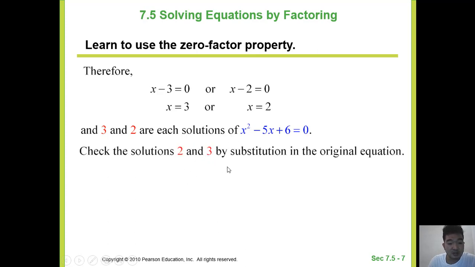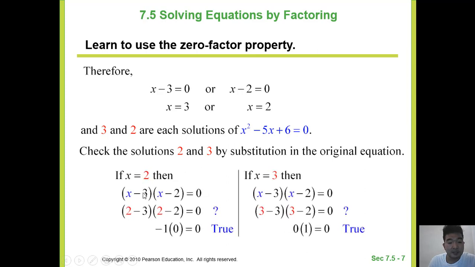Then we check the solutions 2 and 3 by substitution in the original equation. 2 and 3, we substitute it into all x's of this quadratic equation. So if x is equal to 2, we'll write the factored form of the equation, x minus 3 times x minus 2. Then we substitute 2 into all x's. X is equal to 2 here and x is equal to 2 here. So we'll have 2 minus 3 times the quantity of 2 minus 2 equals 0.